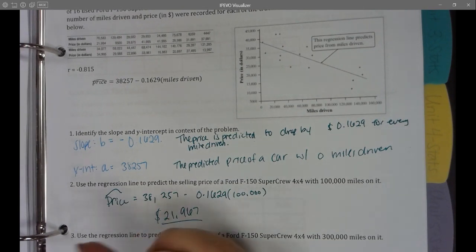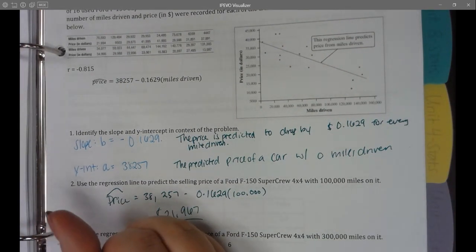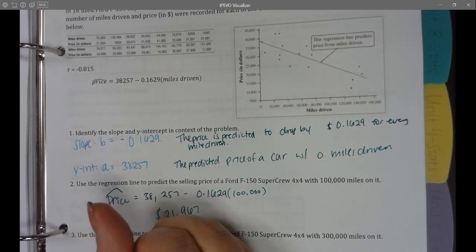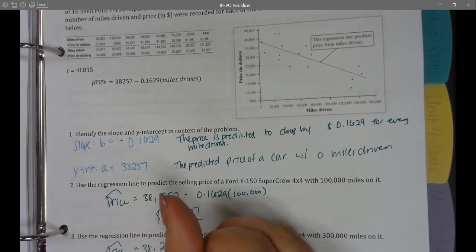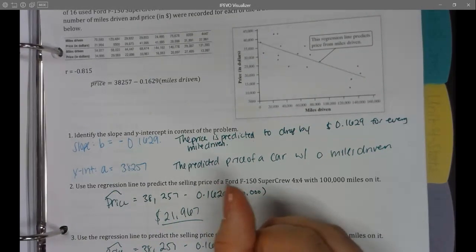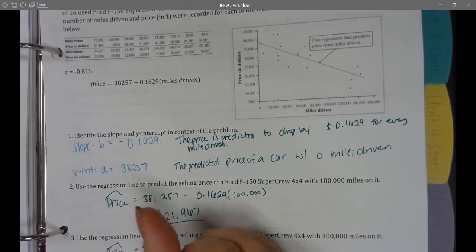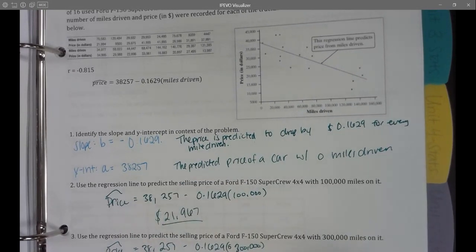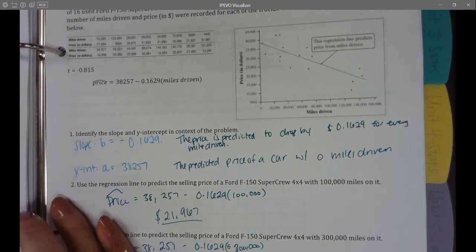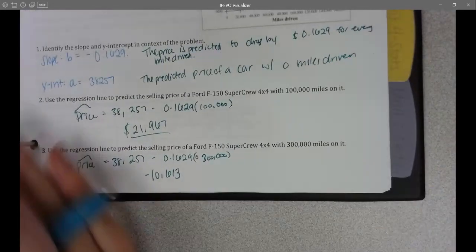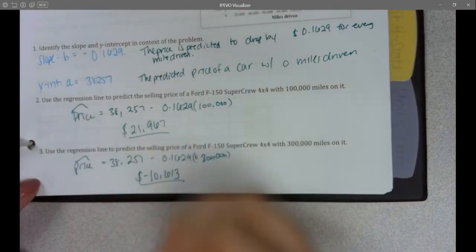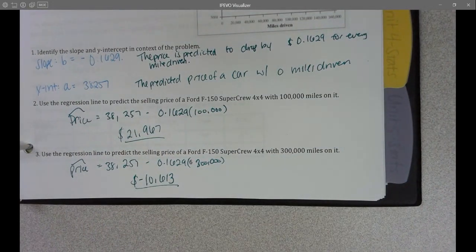Okay, let's do this again for number 3. We're going to say our predicted price, price hat. Plug it into our formula. Should get something really weird. We have negative $10,000 is our predicted selling price with 300,000 miles on it.